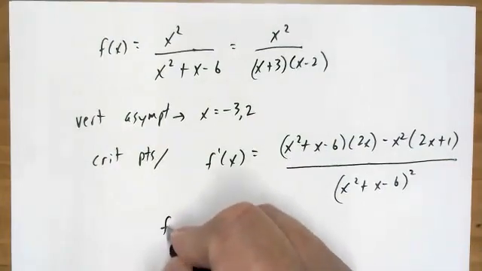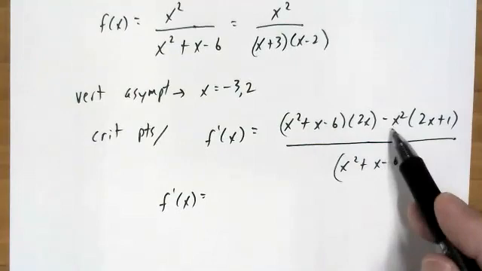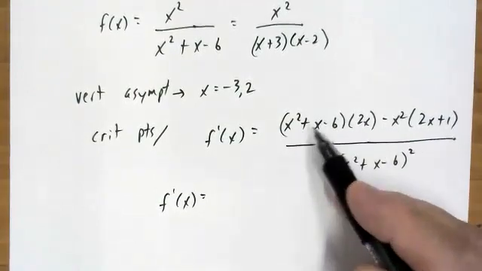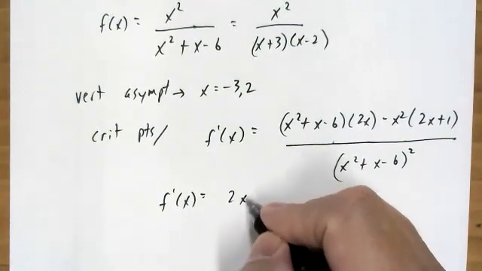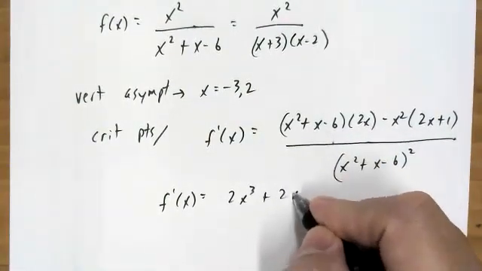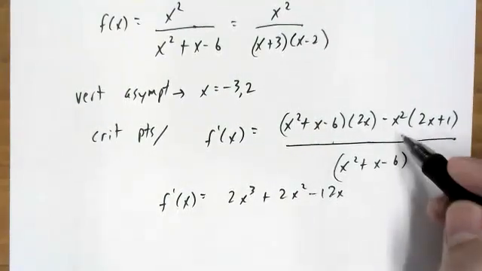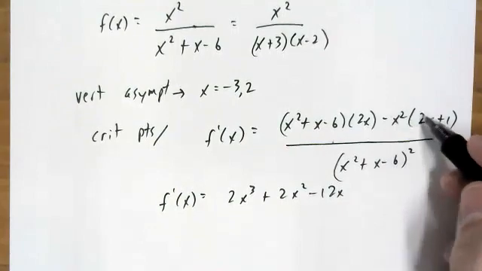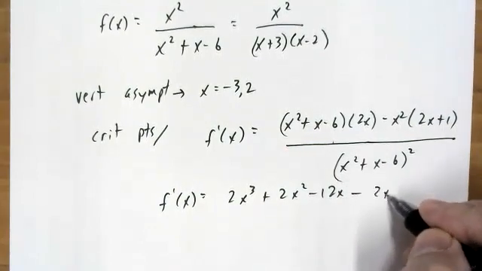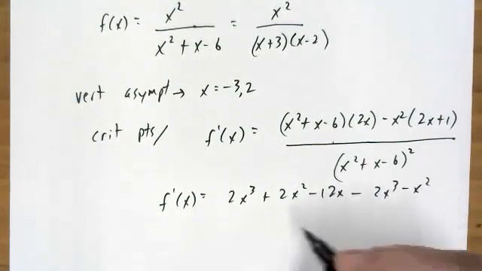So what I need to do is simplify the numerator, multiply out parentheses. So this 2x distributed here, you get 2x cubed plus 2x squared minus 12x. And then I need minus x squared distributed in here, so minus 2x cubed minus x squared.